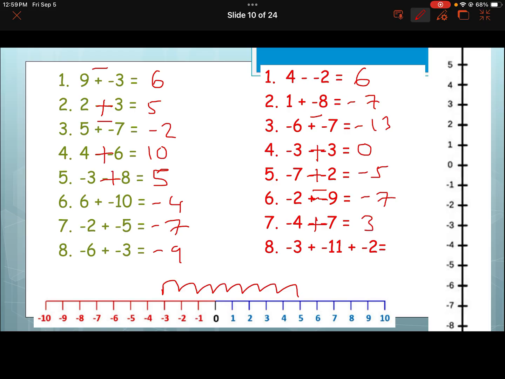And then this one, it doesn't matter that there's a bunch of signs. You start at -3. Let's do it on the actual number line. You start at -3, and then you subtract 11. So we're going to go left 11, which will get us -14. And then you're going to go left 2 again. So it's going to then be -16. Okay.